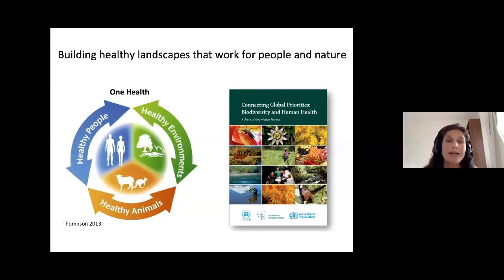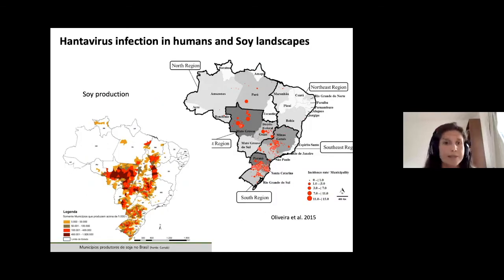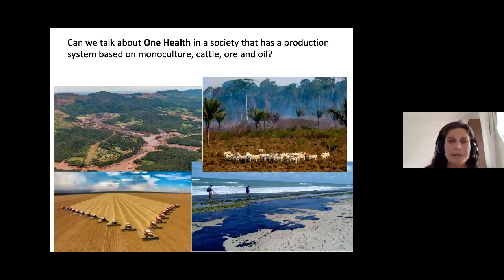So if we want to build healthy landscapes, we need to think about health as a complex system that is interdependent on biodiversity and ecosystem functioning. For example, in Brazil, it is very clear the relationship between soil production and the incidence of hantavirus infection in humans. And this is very clear, so how the use of landscapes affect human health. And my question here is, can we think about one health in a society that has a production system based on monoculture, cattle, or oil?